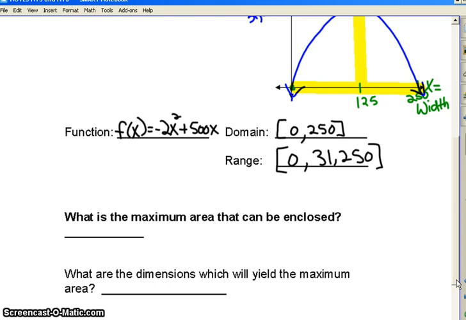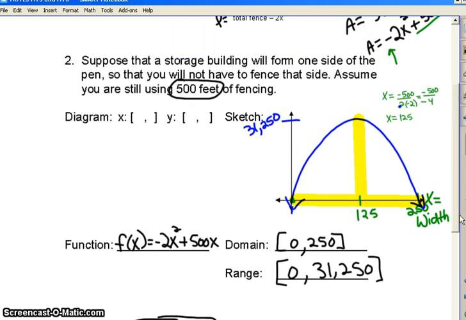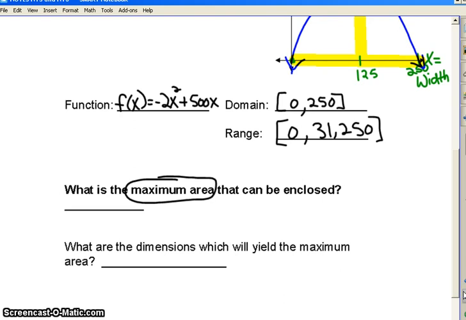What is the maximum area that can be enclosed? Okay, back to the graph a second. The x-axis was measuring the width of the rectangular area. The y-axis is measuring the area. So if you want to know the maximum, just look at the vertex. That's your maximum area, 31,250 square feet.